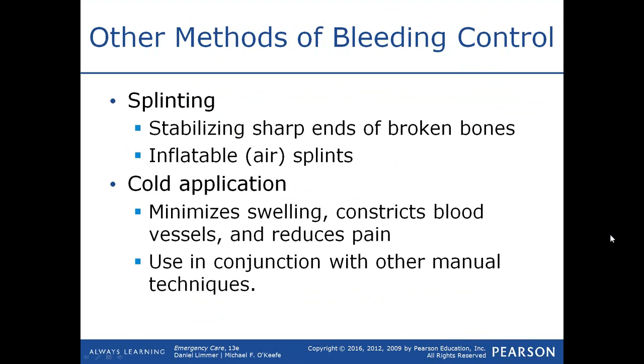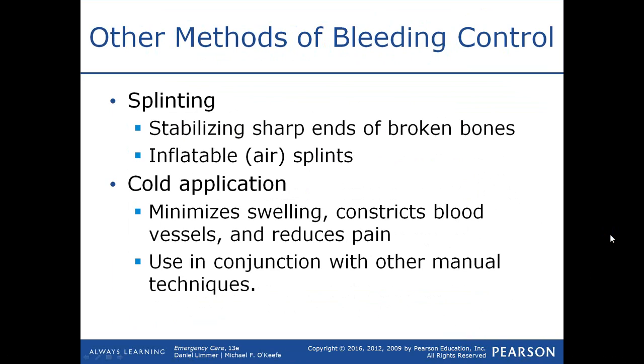Now, splinting will help control bleeding as well. Particularly an inflatable air splint, because it puts circumferential pressure around the extremity and you can still see it through the air splint. But if you've got broken bones, along every long bone runs a nerve, an artery, and a vein, and if you can stabilize those sharp bone ends, if they've not already cut the artery, nerve, or vein, you can prevent that from occurring.